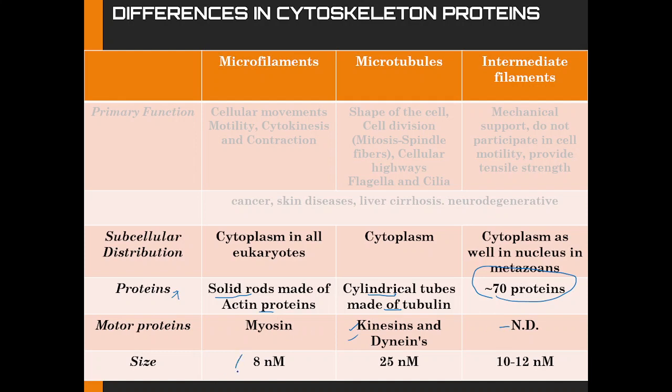Its size, as we know, is 6 to 8 nanometers. These are the largest ones, and these are the intermediate filaments. So these are, you can say, the most abundant proteins found inside a cell.